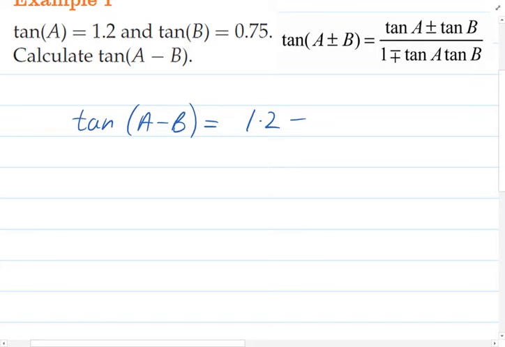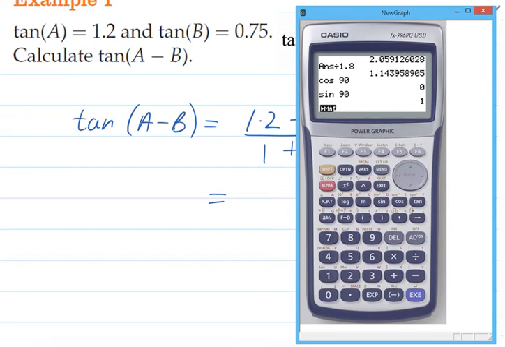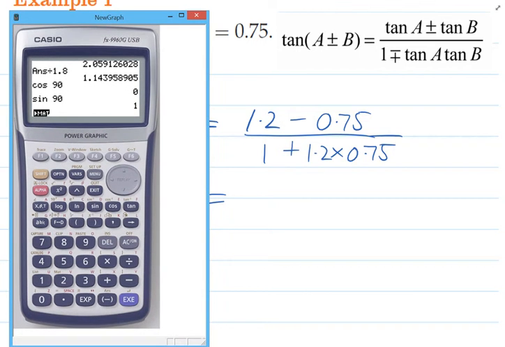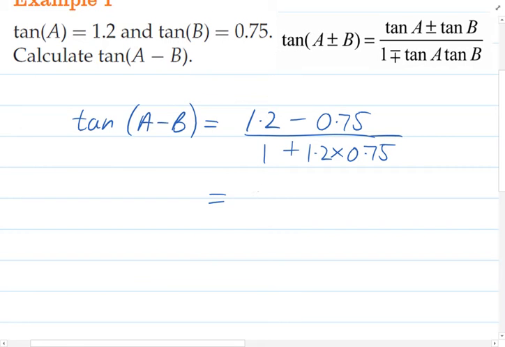Okay, so on the top we've got 1.2 minus 0.75, and on the bottom we've got 1 plus 1.2 times 0.75. Now we could work it out manually if we want to, but I think we'll put it into our calculator. So 1.2 minus 0.75 divided by 1 plus 1.2 times 0.75, and that gives us 4.5. And that's our final answer.